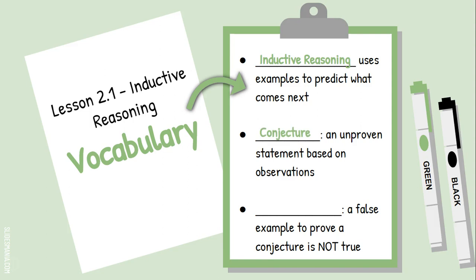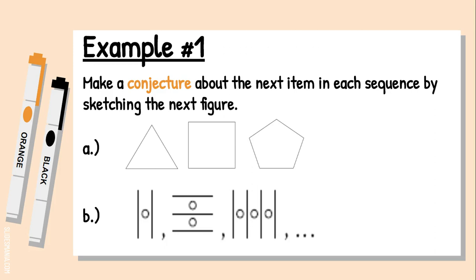A conjecture is an unproven statement based on observations. So a conjecture is that you're looking at those examples and you're going to observe them, and then you're going to make a statement based on what you see. And then last but not least, we have counterexample. A counterexample is a false example to prove a conjecture is not true. So it's an example that would prove a statement not true.